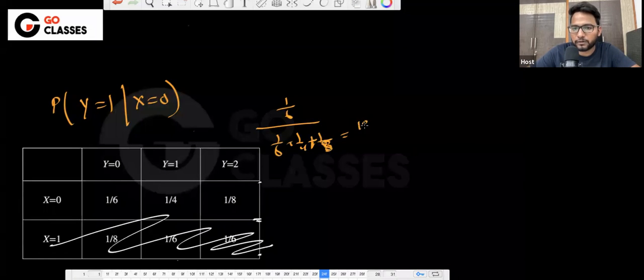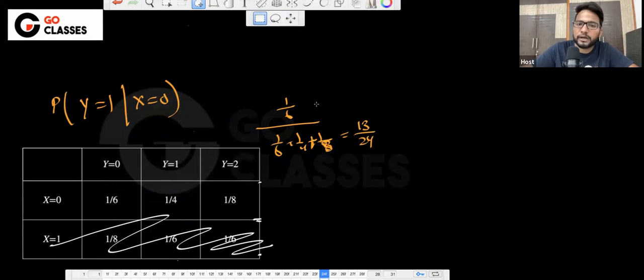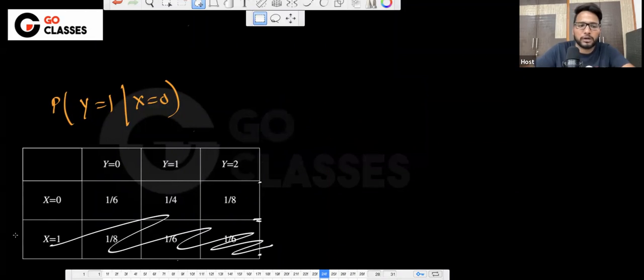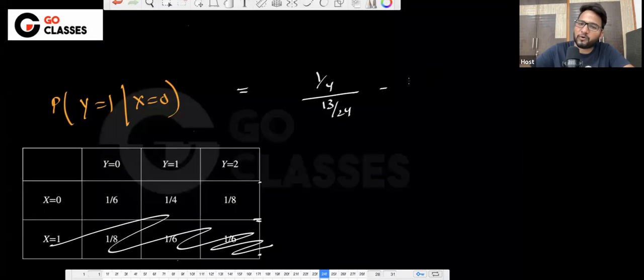13 by 24. So you need to divide by 13 by 24, and only then can you say this is a valid probability distribution. Currently, it's not a valid probability distribution. So if you need to find y equal to 1, then it is basically 1 by 4 divided by 13 by 24. Finally you will just have the formula, but still, yes, 4 by 13.